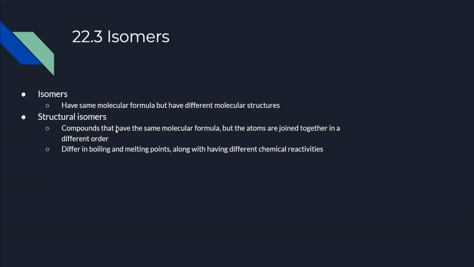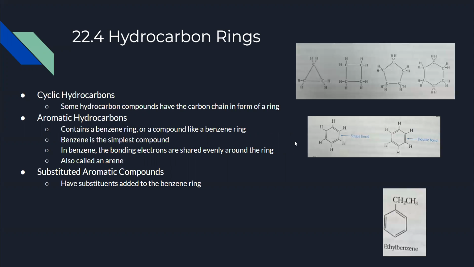And so with these structural isomers, they differ in boiling and melting points due to having different areas where the bonds are. And so this basically also gives them different chemical reactivities since the intermolecular attractions are different. All of these are non-polar, but they have different ways of bonding and all of that. So 22.4, hydrocarbon rings.